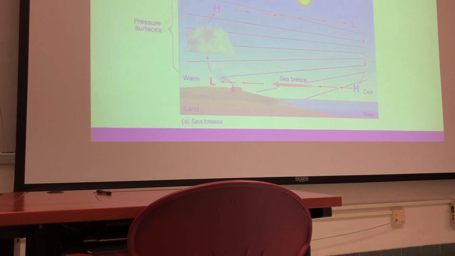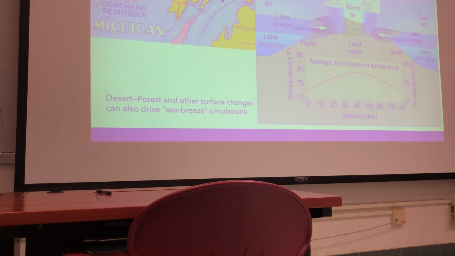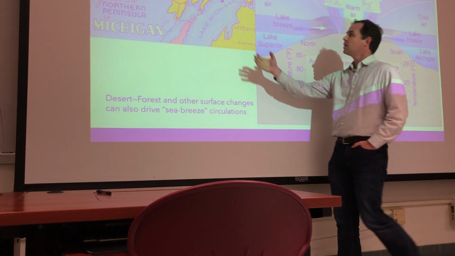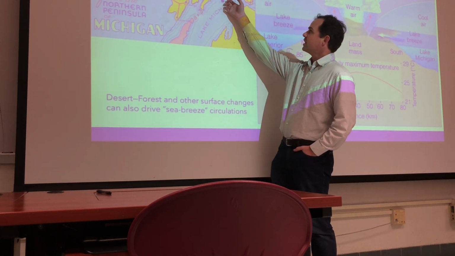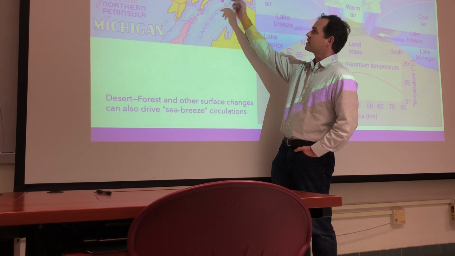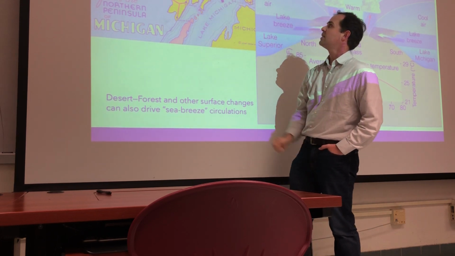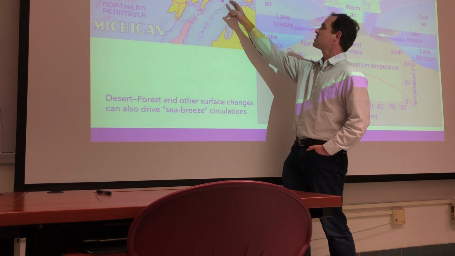But all the ingredients that we need for this can be found in many other places. Anywhere that you have a temperature contrast, you can generate these sorts of land sea breezes. So an obvious analog is a lake land breeze. So it's not the ocean, but you have water still. So this is found, for example, commonly in the Upper Peninsula of Michigan.